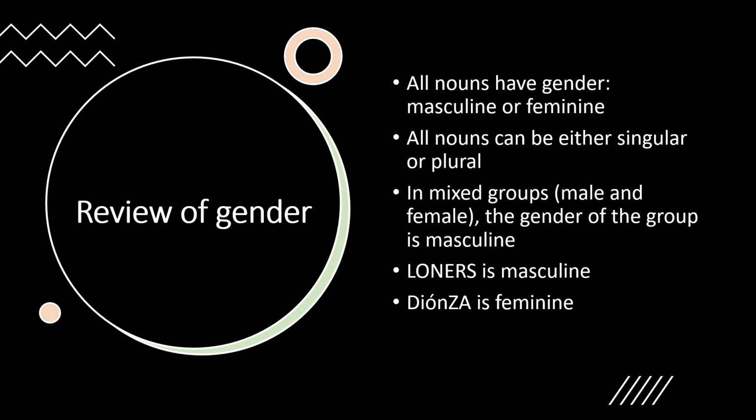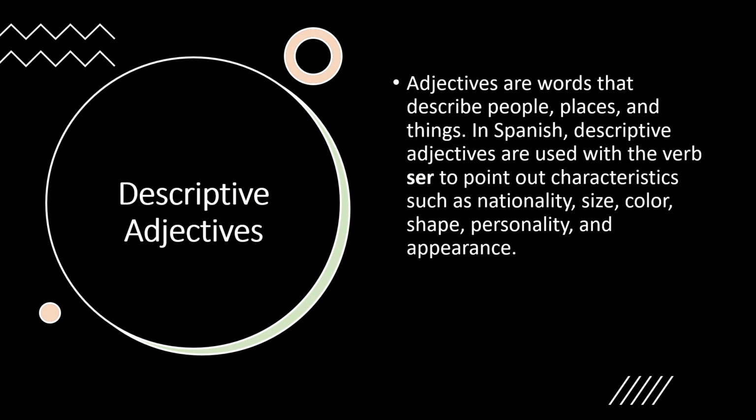And then just as a general rule, some reminders for you. Most nouns that end in L-O-N-E-R or S, also known as loners, those nouns are going to be masculine. Nouns that end in D, I-O-N, Z, or A are going to be inherently feminine. Okay, so loners is masculine, dionsa is going to be feminine. You will have some rule breakers, but those are just our general rules for us.